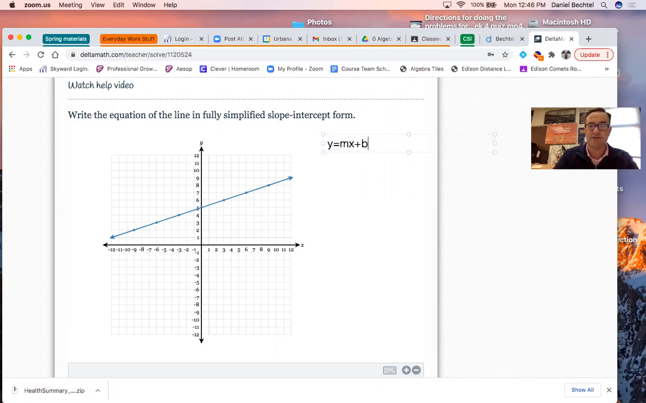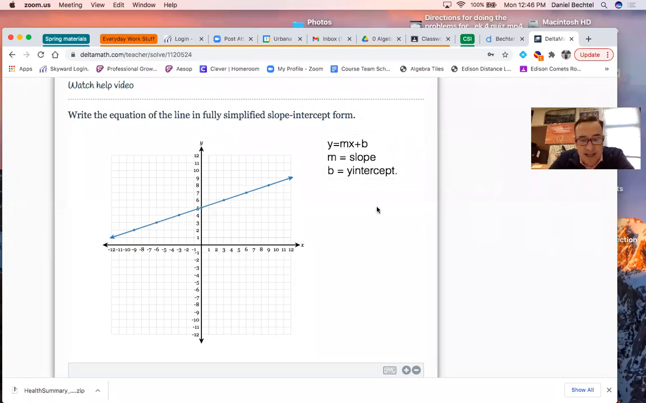mx plus b form. When we're talking about this, this is when we know that the m is the same as our slope, and we know that the b is our y-intercept. And so the reason why I'm telling you this is because these are the pieces that we have to find from any line to write an equation, and they will all be in this format.